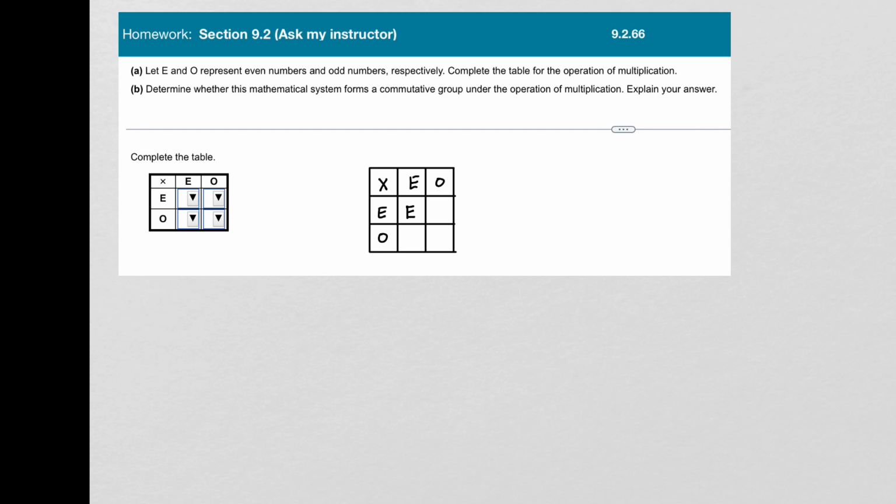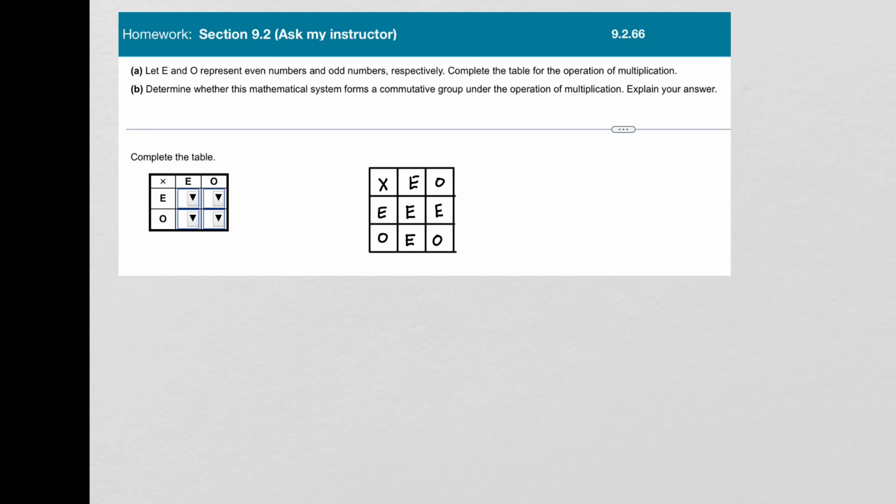So I'm also going to get an E when we look at E multiplied by O, or an even multiplied by an odd. And the same thing if we have an odd multiplied by an even. We also get an even. And then if we multiply an odd number times an odd number, then that result will be an odd number. So that's my table. Now we want to determine if this forms a commutative group under the operation of multiplication.